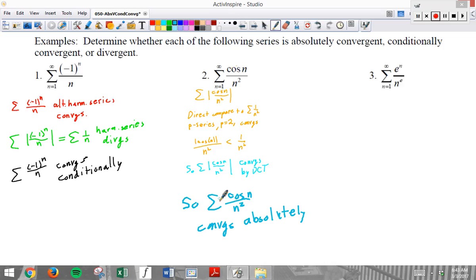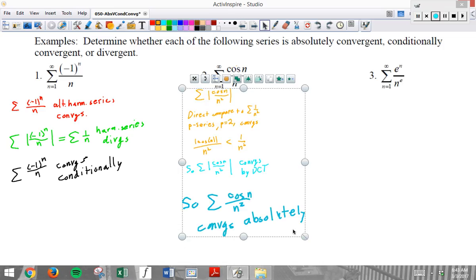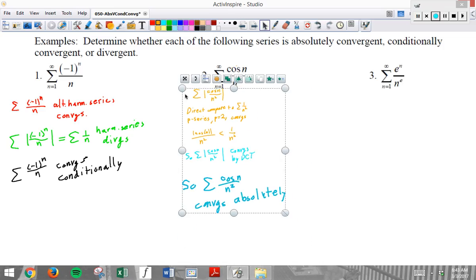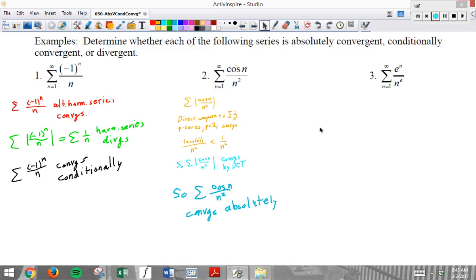So it's kind of like doing another direct comparison test. If you're really stuck on a problem and you can't figure out how it converges, we're probably going to take the absolute value and check that. It's probably a trig thing. It's probably really easy to check after you get rid of the trig function. Okay, now this one's really hard.